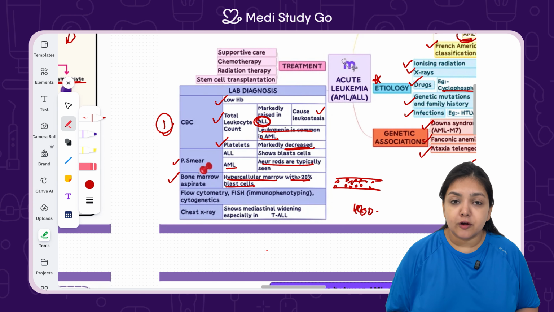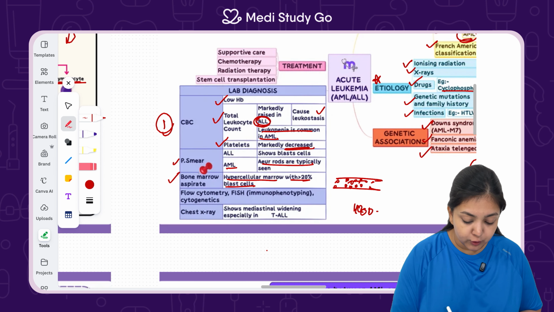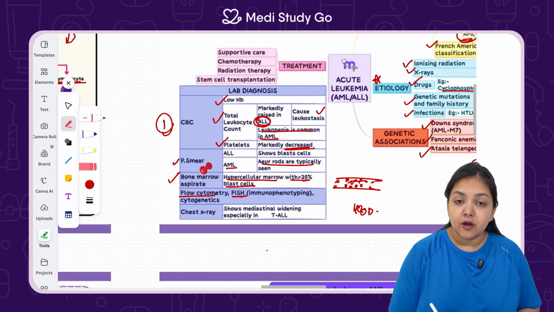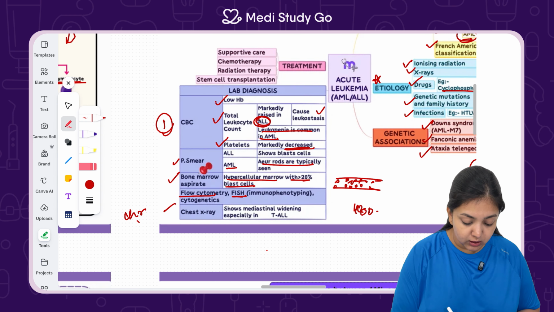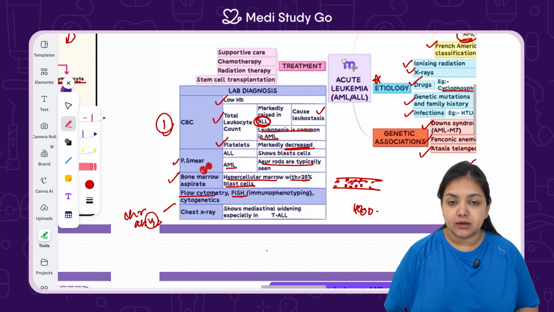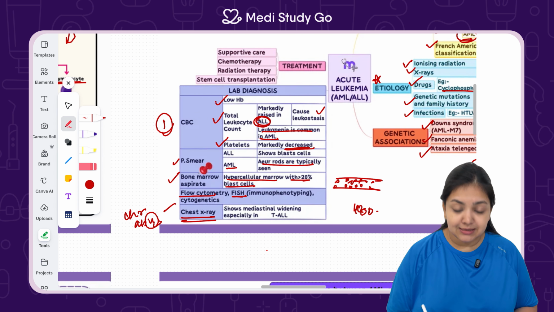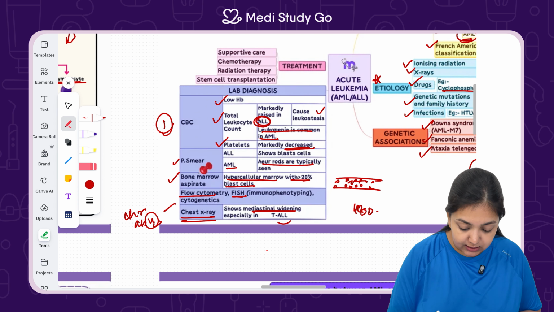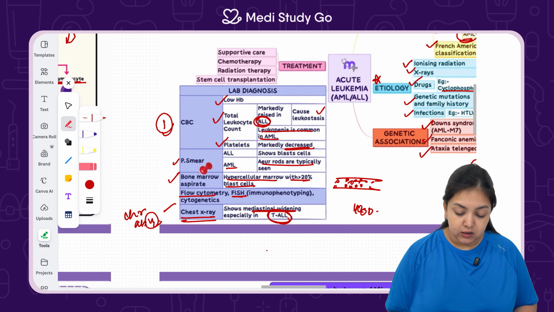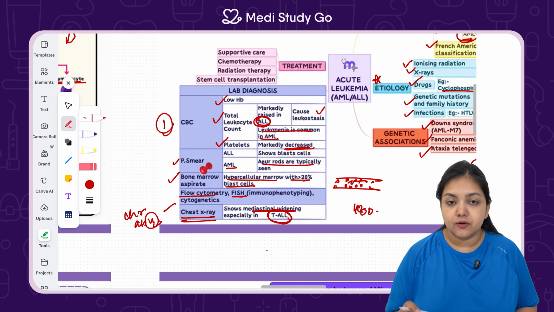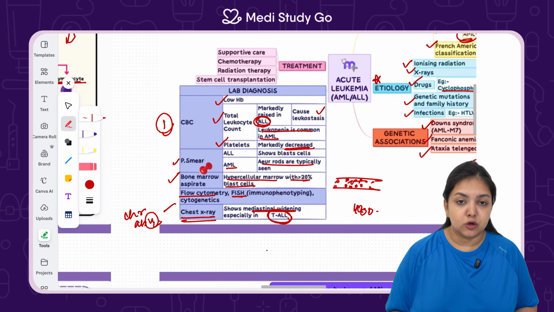To come towards a confirmatory diagnosis about the type, we can do flow cytometry and FISH test, which is basically for the chromosomal abnormalities and which marker is present in the chromosome. Lastly, we can perform chest X-ray because mediastinal widening shall be seen in lymphoid leukemia. So this is how we can come to a confirmatory diagnosis for the type of leukemia which is present and if it is present or not.